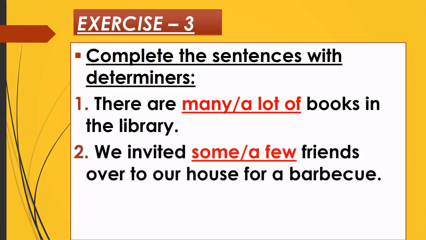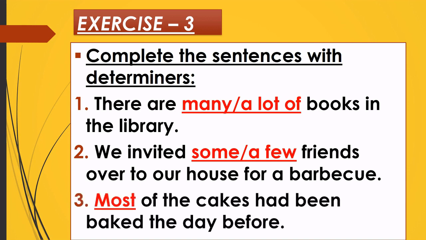Number 2, we invited dash friends over to our house for a barbecue. So here the meaning of barbecue is a metal frame on which food is cooked outdoors over an open fire. And here the word friends is showing not many but some. It is a plural countable noun, that is why the determiners some and a few are used here.